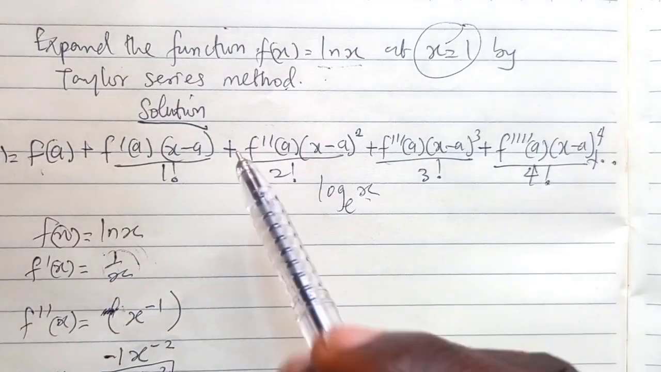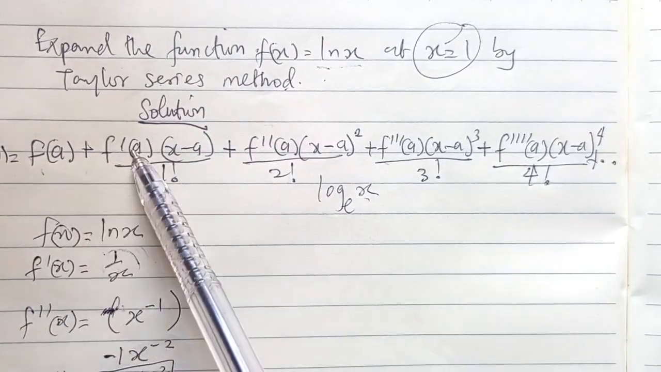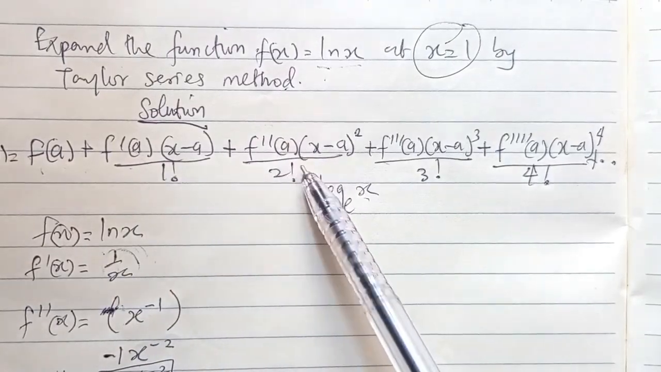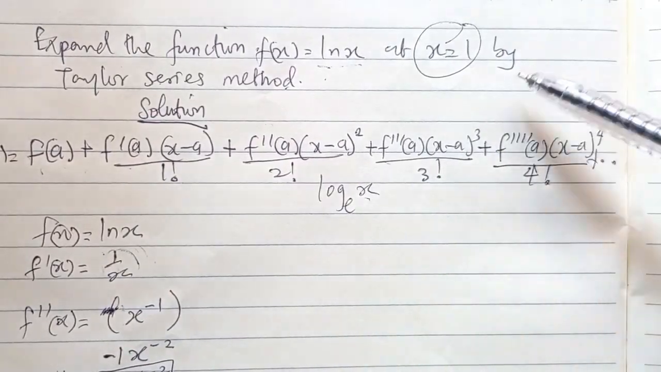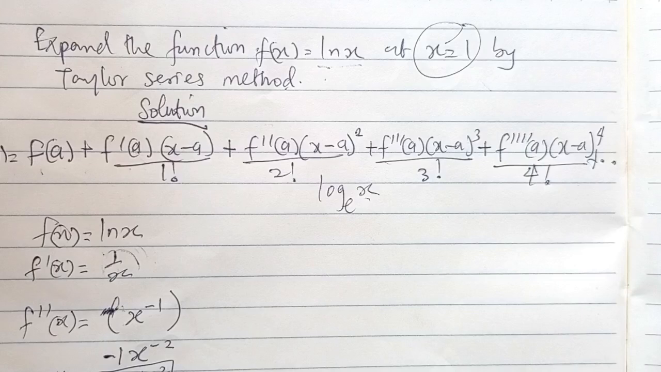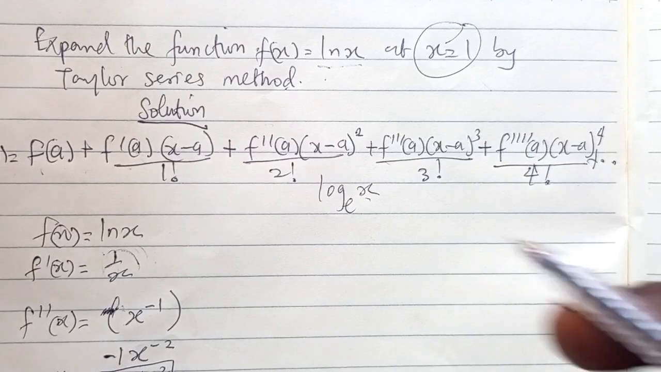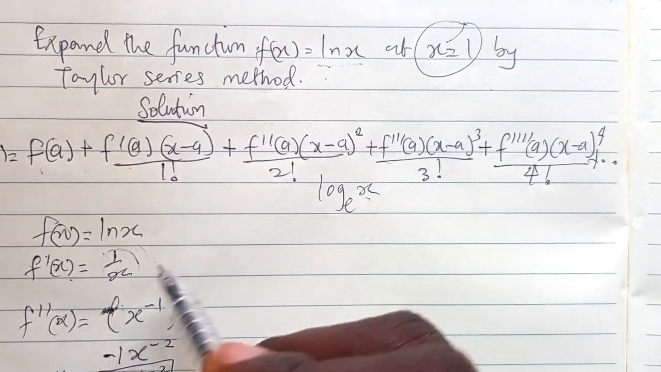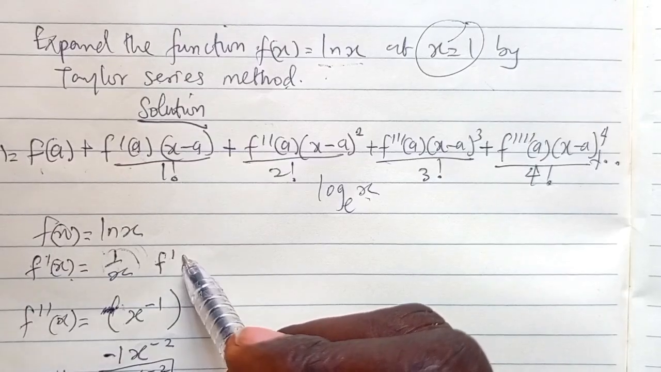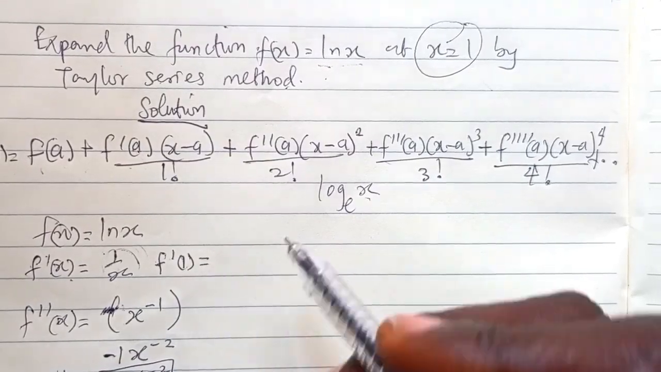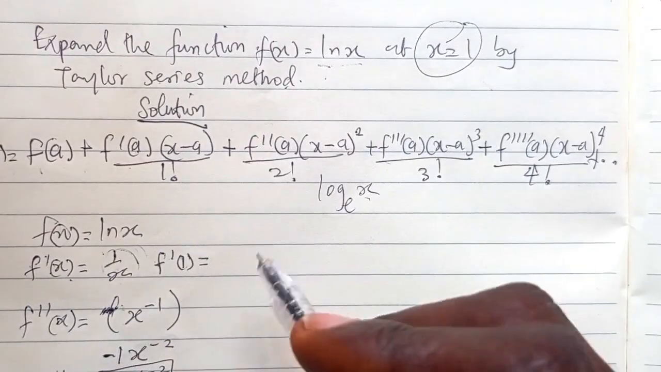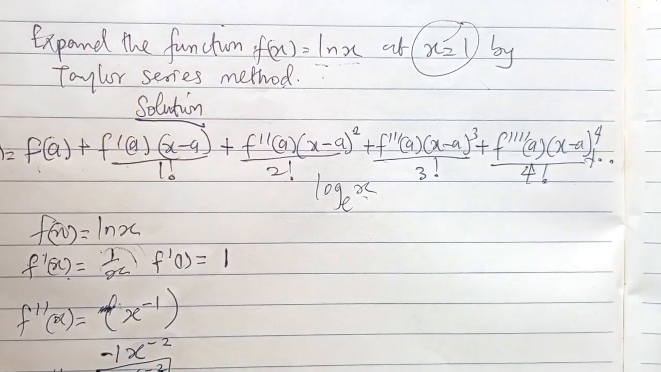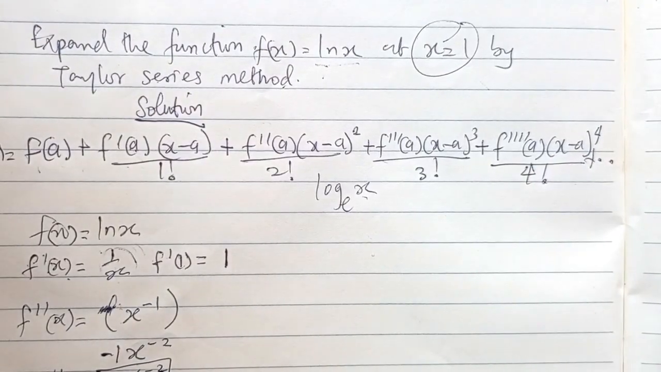Now I've gotten all my differentials. The next thing to do is to start putting f of a, f prime of a, f prime prime of a, and so on. But taking note of the fact that a is 1 in this question, x is 1, so you're putting x as 1. For this first one, f prime of a, I'll write f prime of 1. I'll put 1 here, 1 over 1, the answer will be 1. And don't forget that 1 raised to power anything, even if it's a negative number or a decimal number, is 1.